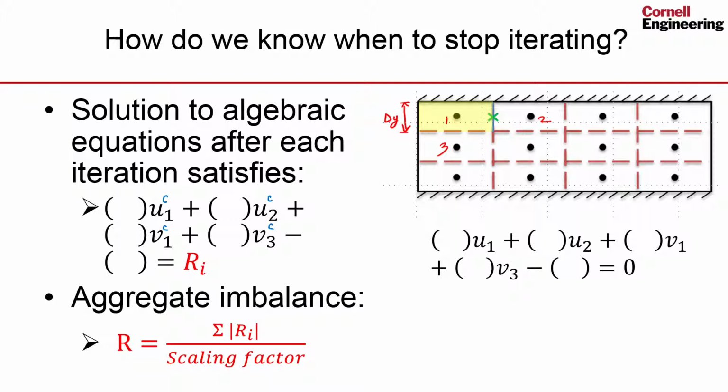And we will stop iterating when this aggregate mass imbalance is less than some tolerance. And the tolerance, the default is 10 to the power of minus 3 in the Fluent solver, and we can change that. In fact, we will do that. So that's how we'll stop iterations.